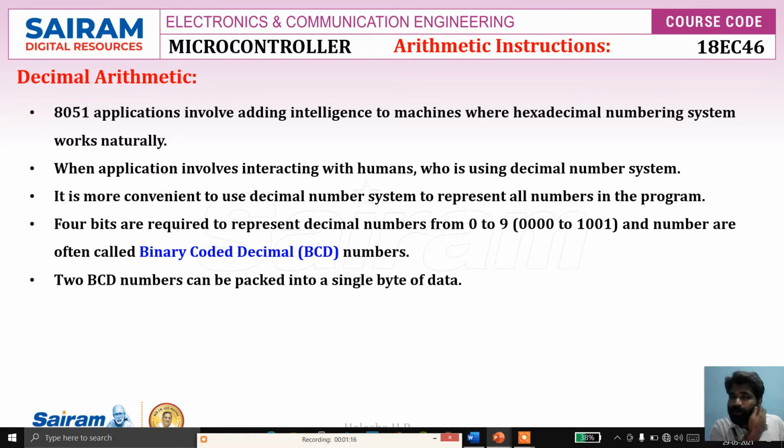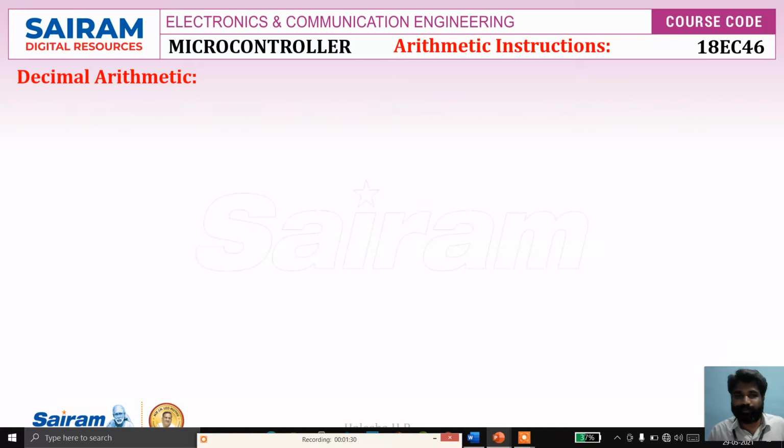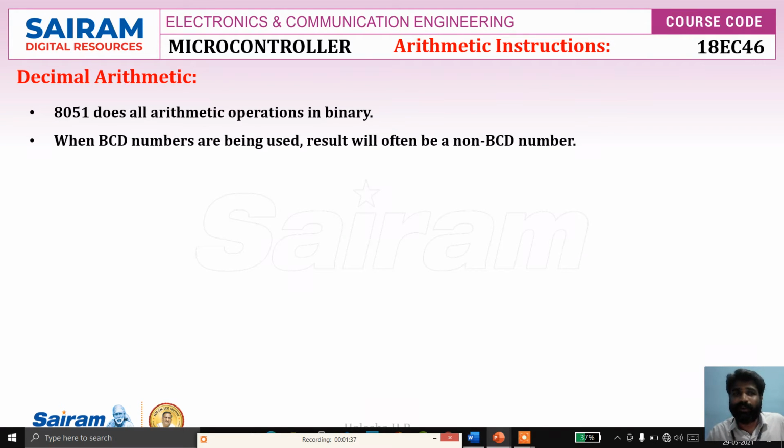Two BCD numbers can be packed into a single byte of data, since a byte is 8-bit data, so two digits can be stored in a byte location. The 8051 does arithmetic operations in binary, so when BCD numbers are being used, the result may be non-BCD. Let's consider an example: 49 and 38 in BCD.